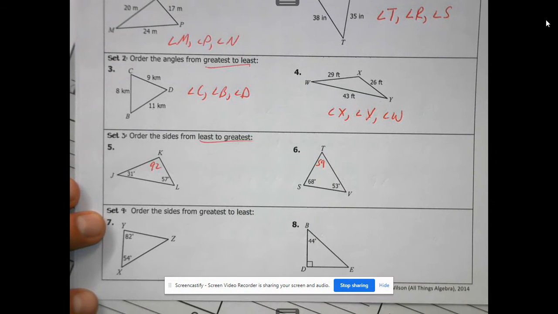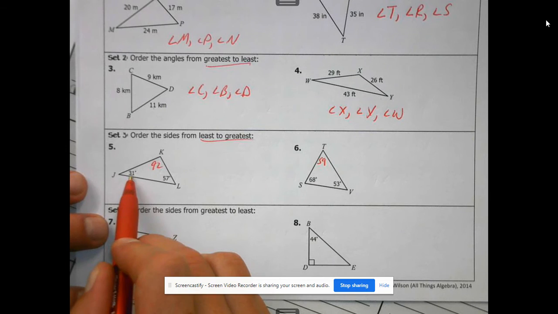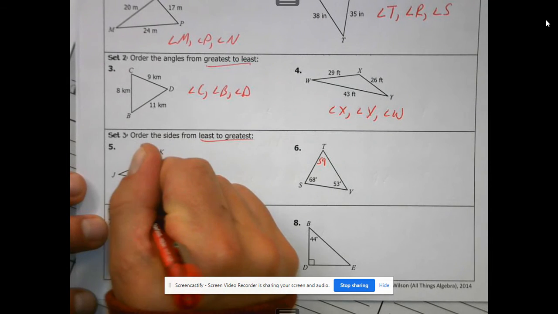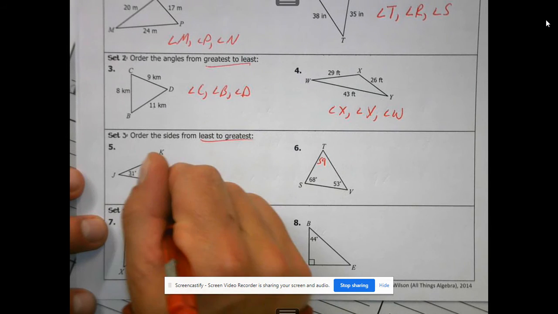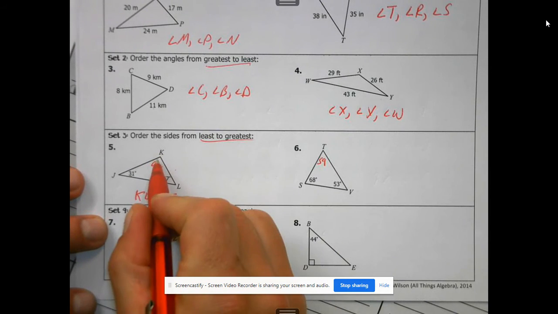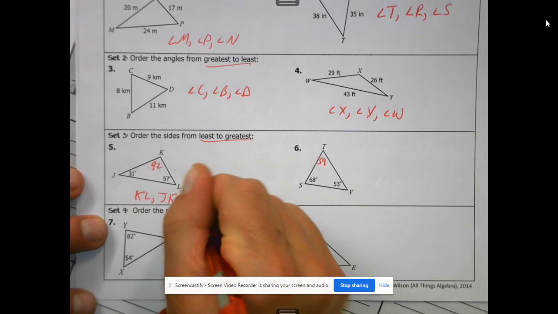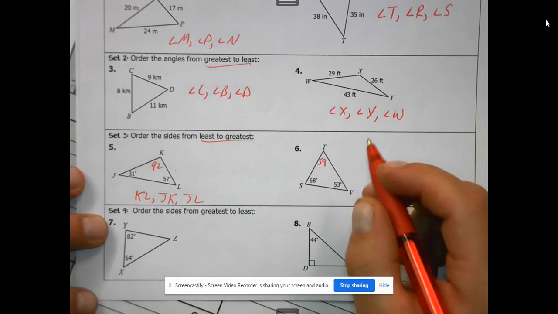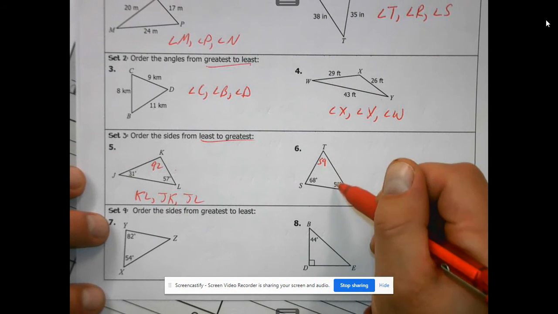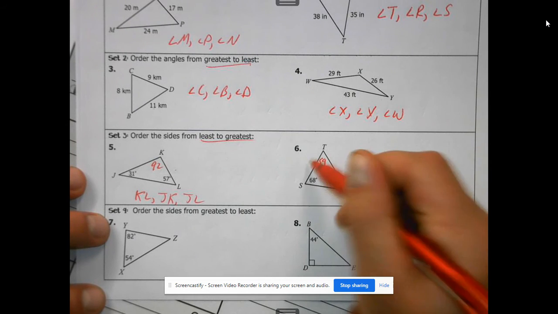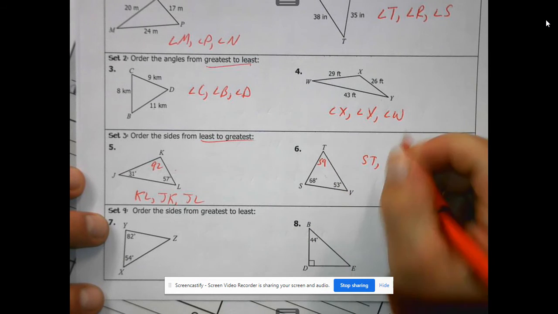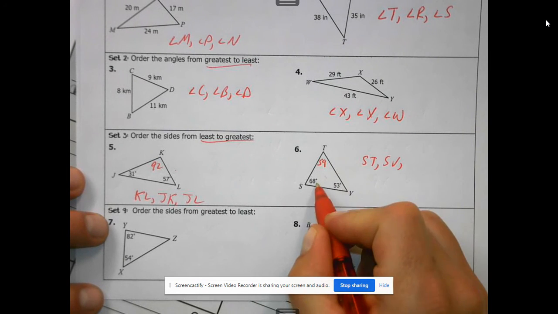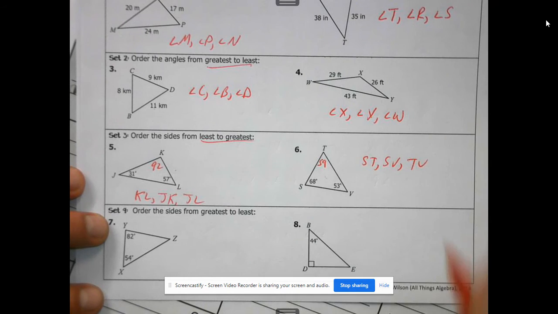All right. Order sides from least to greatest. Smallest is 31. That's across from KL. Medium's 57. That's across from JK. And then your biggest is angle K. That's across from JL. Smallest angle is 53. That's across from side ST. 59's up next. That's across from SV. Biggest is that 68. That's across from TB.